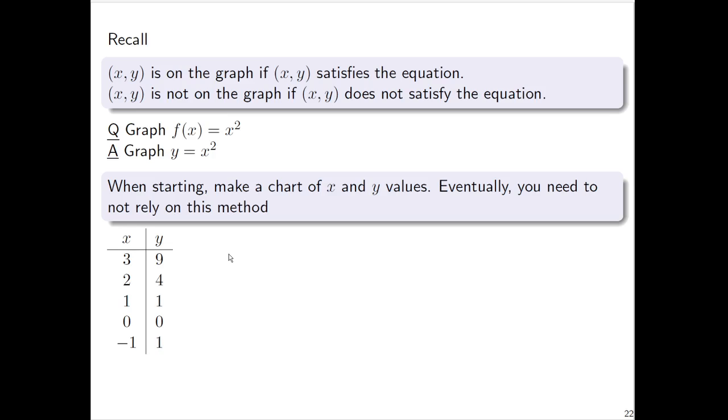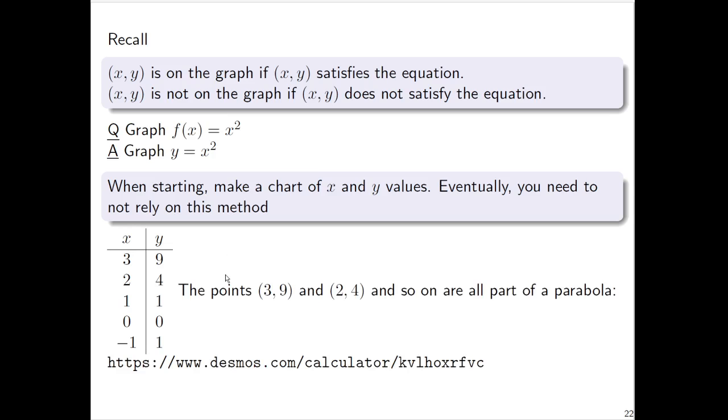So here for instance is a chart of some x and y values. When you plug in x is 3, you get y is 9. When you plug in x is 2, you get y is 4, and so on and so forth. And if you plot, for instance, (3, 9), that's a point. (2, 4), that's a point. If you plot these points carefully, they're all going to be in the shape of a parabola, and we are going to click to just have the computer draw that parabola for us accurately.